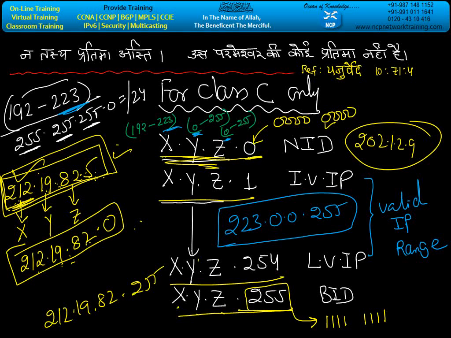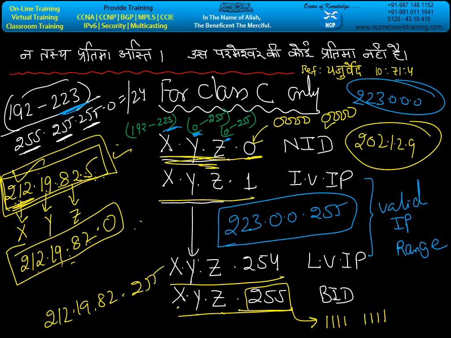What will be the NID for this number? 223.0.0.0. It's a NID. Okay.